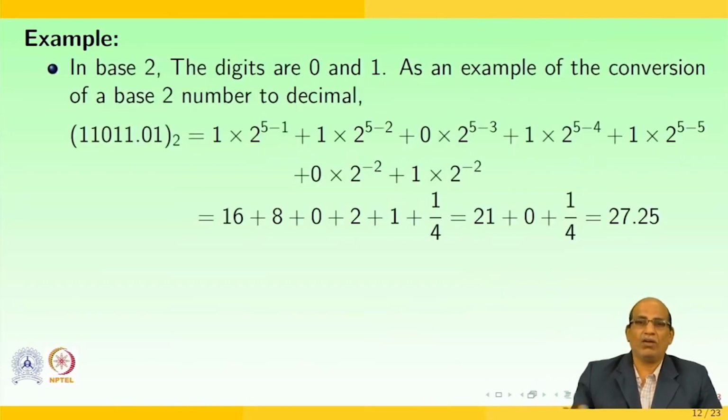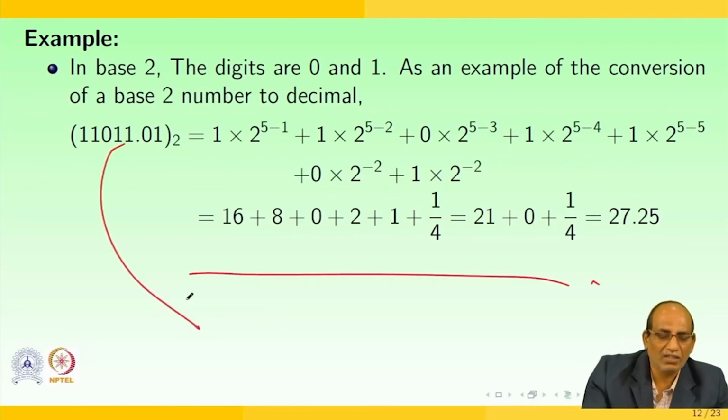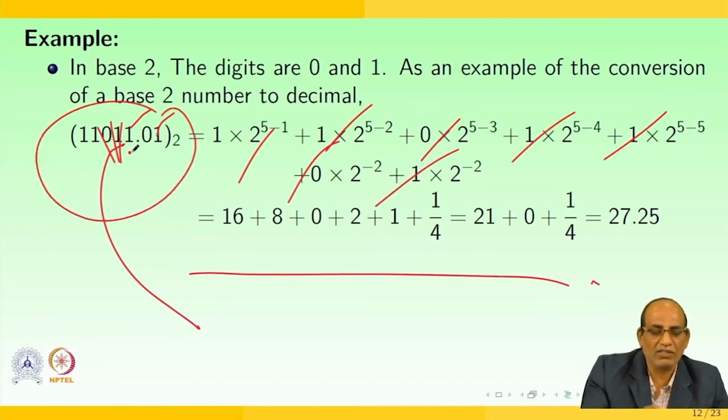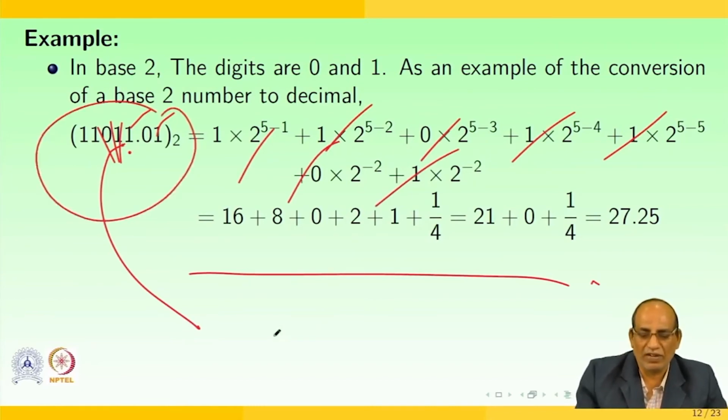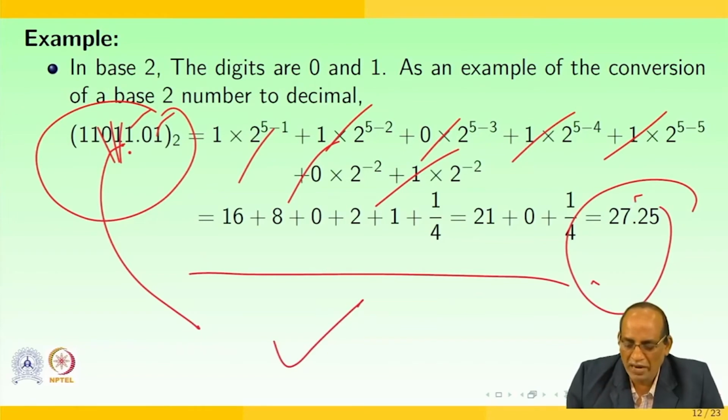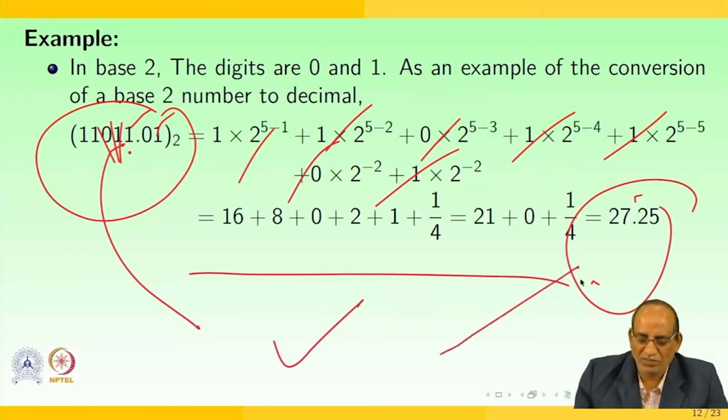Well, now let us look at another example. In base 2, the numbers are 0 and 1. As an example of the conversion of a number to decimals, we use this strategy. Look here: 1, 2, 3, 4, 5 digits, and then 6, 7, 8. Including this dot you get 7. So therefore you can find out how to convert it. This is the number which you get when you transform it from binary to decimals. This is the decimal way of computing.